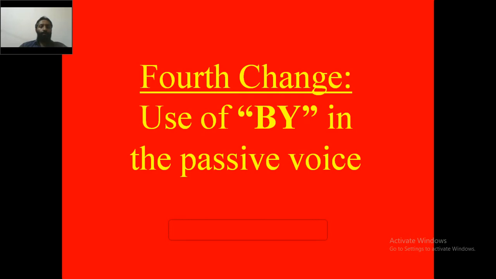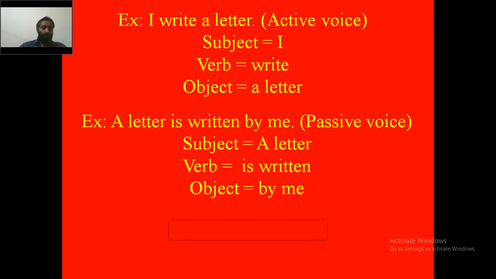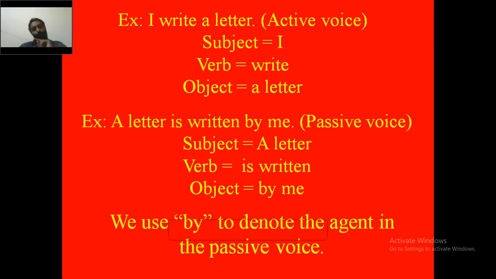Use of by in the passive voice. Again we have the same example so that you will understand it better. I write a letter, that is in active voice. A letter is written by me, that is in passive voice. We have used the word by to indicate the agent in the passive voice. Agent means by whom a particular action is done. So we are using the word by in the passive voice to denote the agent of the action. So these are the main basic changes that you will have to keep in mind while you are converting an active voice into passive voice.